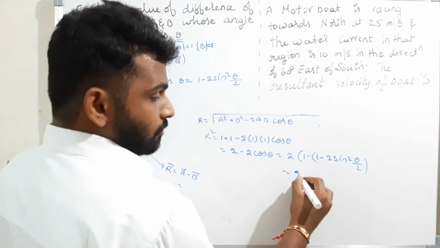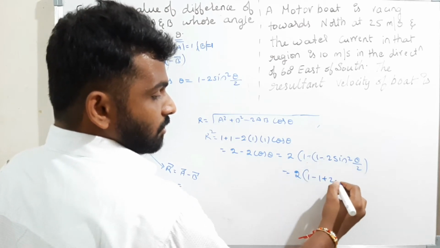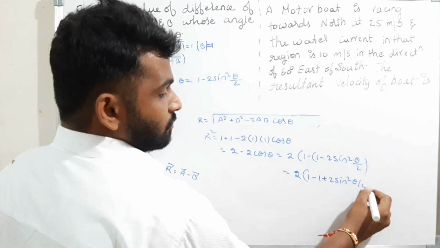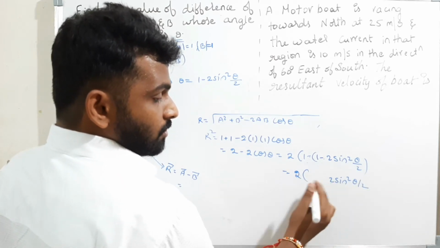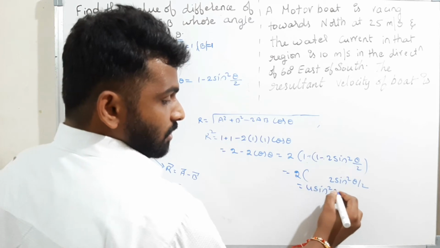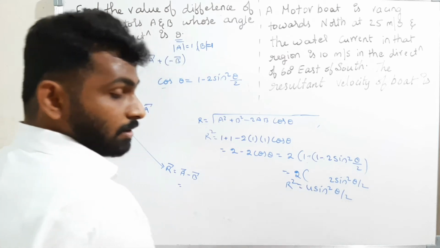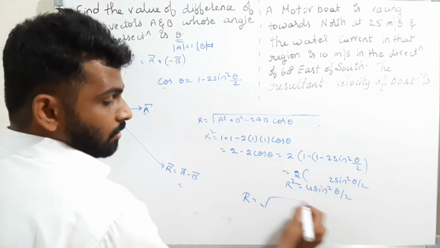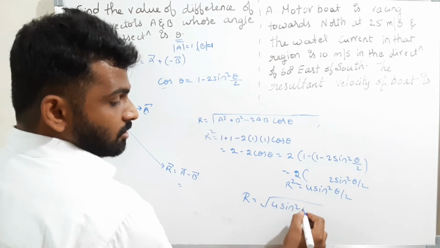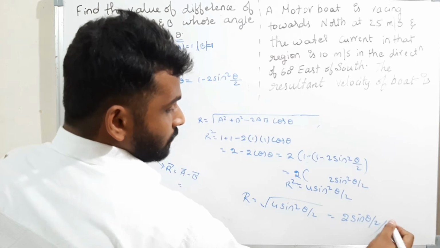Therefore, what is the value? 2 into (1 minus 1, minus into minus is plus, 2 sin square theta by 2). Therefore, the plus 1 and minus 1 cancel off. Therefore, 2 into 2 is nothing but 4 sin square theta by 2. That is nothing but r square, that is resultant square. What is the resultant? R is nothing but under root of 4 sin square theta by 2. That is nothing but 2 sin theta by 2. That is the answer.